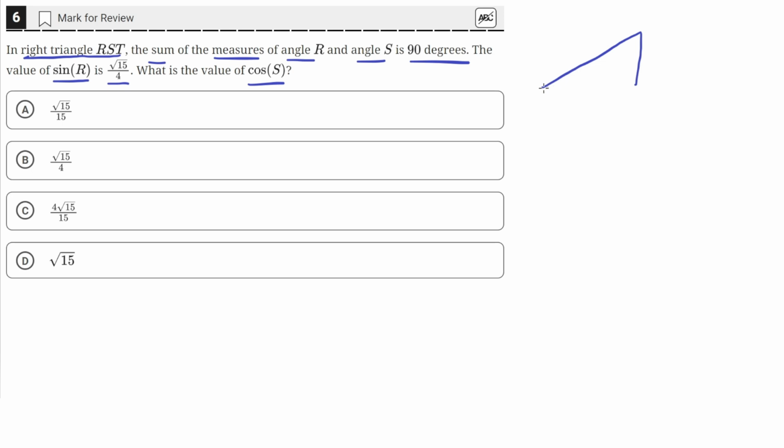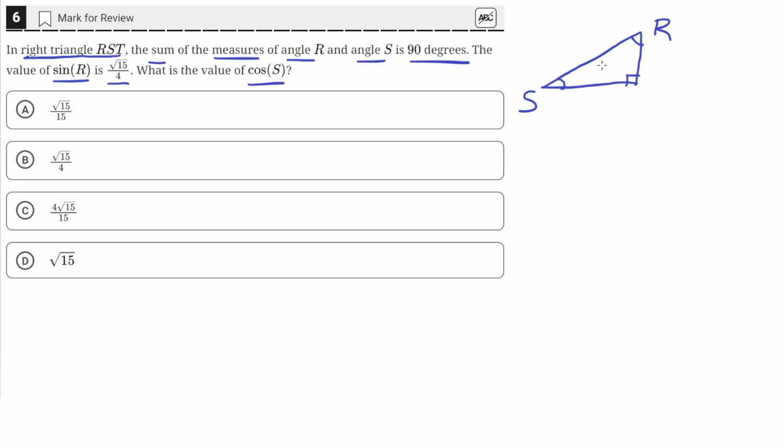We have a right triangle, so 90 degrees here. And they tell us that the sum of the measures of angle R and S add up to 90. And since it's a right triangle, it means that R and S must be these two angles here. You could swap them around, it won't really matter. Because R and S add up to 90 degrees, it has to be one of these.